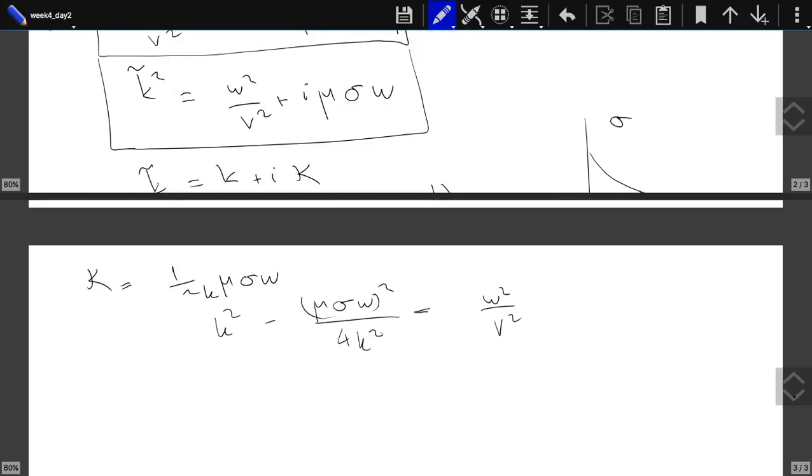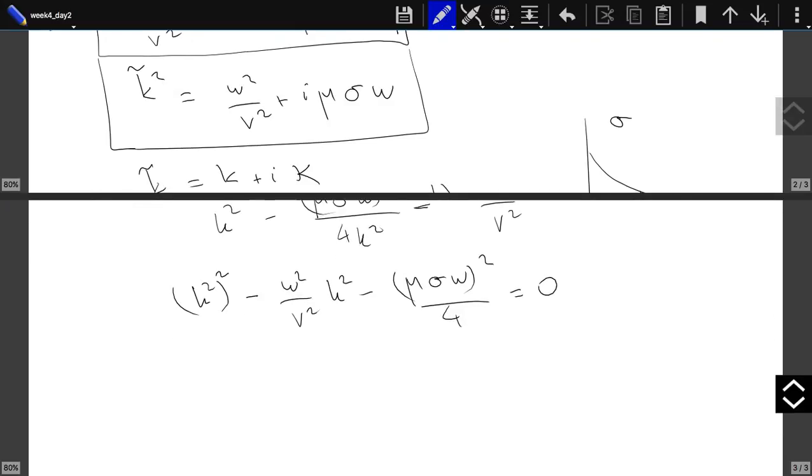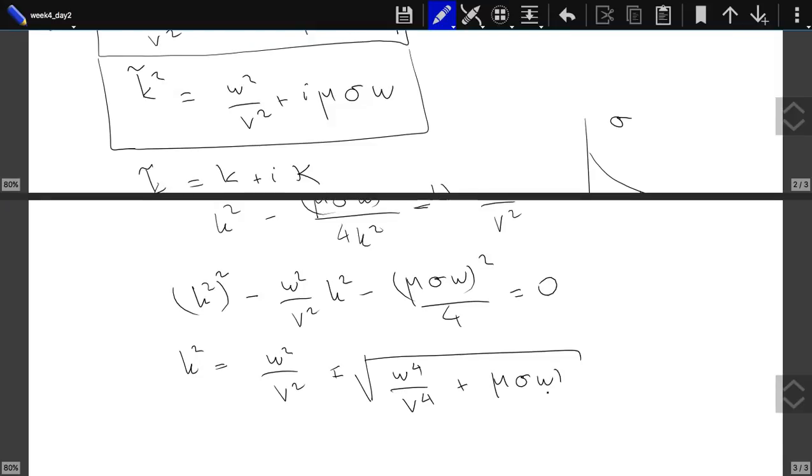Or just multiply both sides by K squared, I get K to the fourth minus omega squared over V squared K squared minus mu sigma omega squared over 4, is equal to 0. And finally, I get K, or K squared is equal to omega squared over V squared plus or minus the square root of omega to the 4 divided by V to the 4 plus mu sigma omega squared, times 1 over 2. This is our K squared.